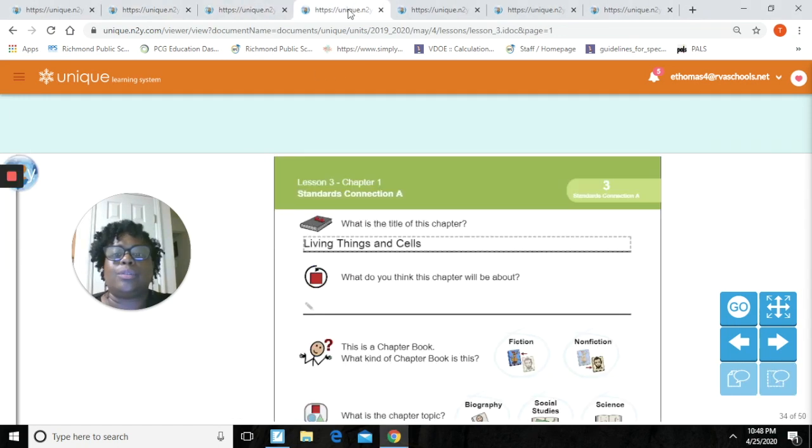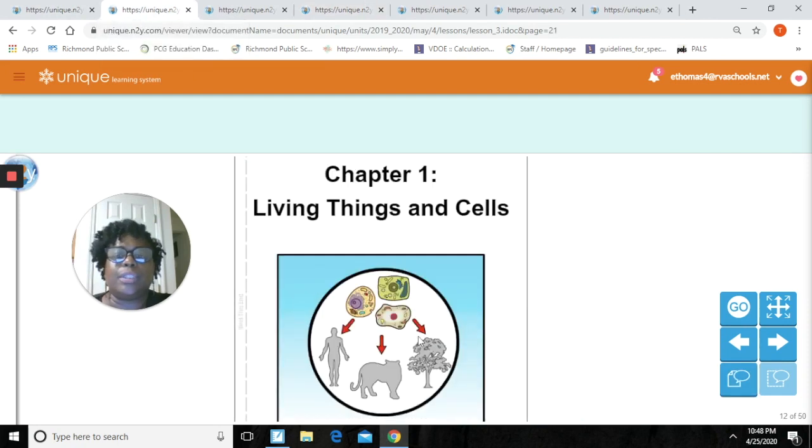All right. Let's go to our next question. It says, what do you think this chapter will be about? So let's look back at that picture again. What do you think this chapter is going to be about? I see a person here. I see animals and a tree here. I don't know what these are. What do you think they are?